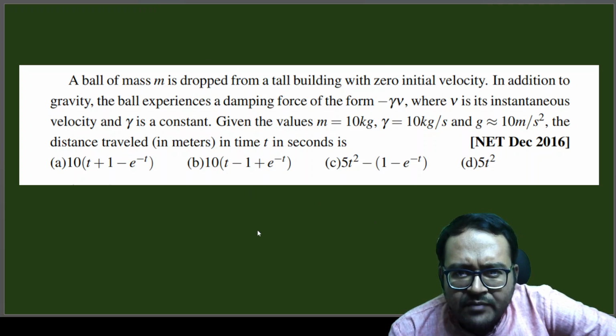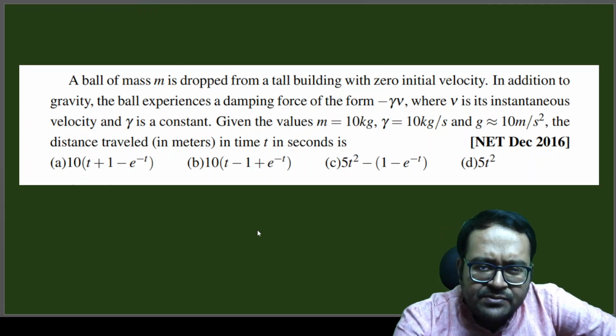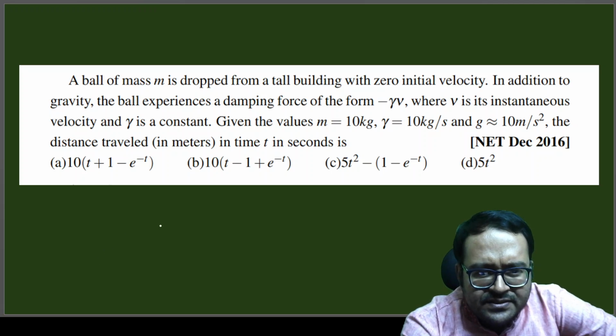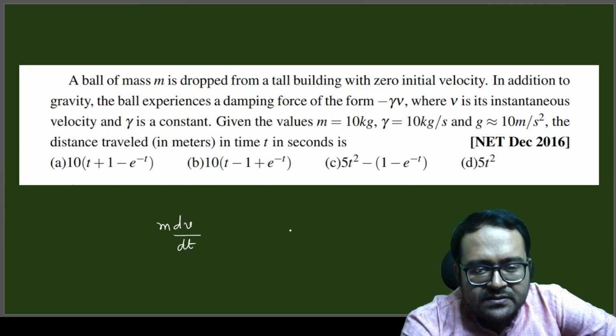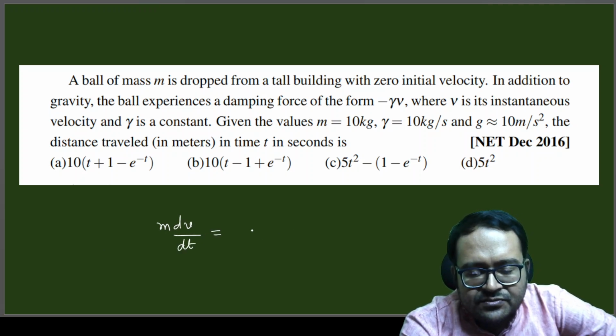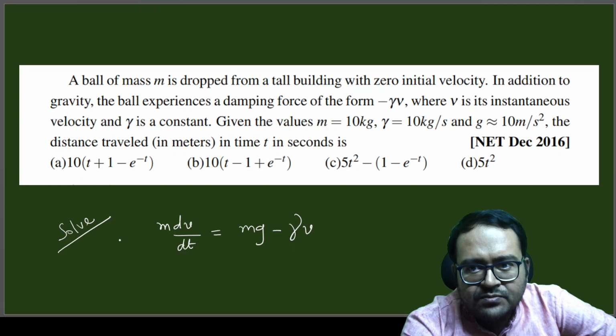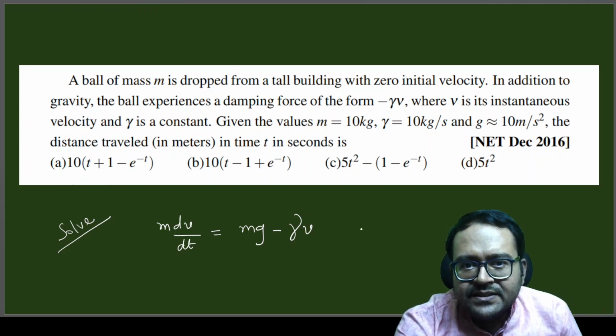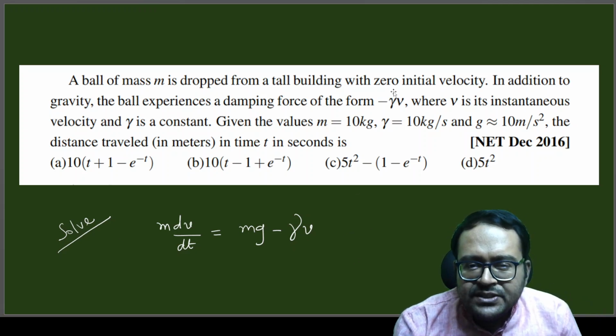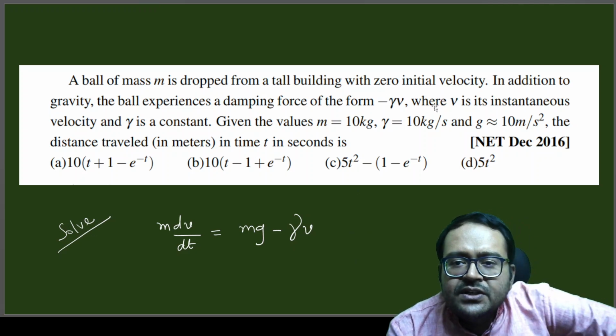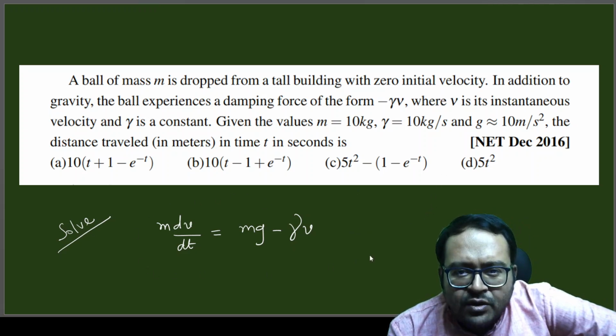The ball is dropped from a tall building. I think you can get this. It's nothing: m dv/dt is the force, the mass times acceleration, which will be mg minus gamma v. So you need to solve it. This is an initial value problem, where at t = 0 the initial velocity is zero, as told. So you can solve this type of problem. This is sometimes asked in CSIR NET.